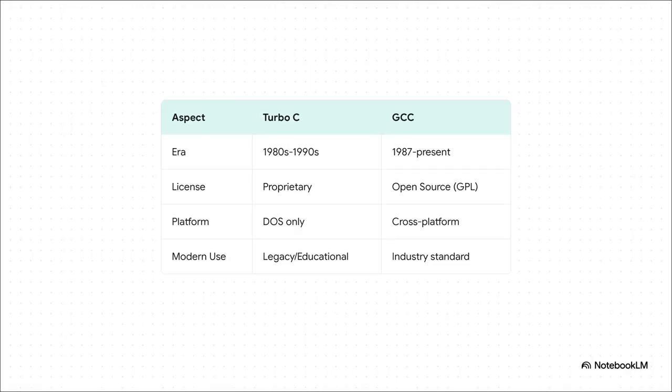You know, these tools actually tell a really cool story about how programming has evolved. You had old school compilers like Turbo C, which were proprietary, expensive, and locked to one platform. And then you have something like GCC, which is totally open source and available on basically everything. That shift from closed, walled-off systems to open, collaborative tools completely changed the world of software.